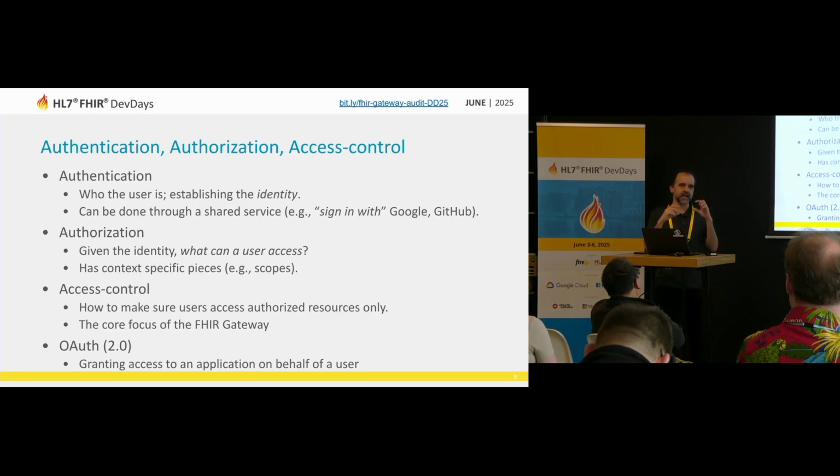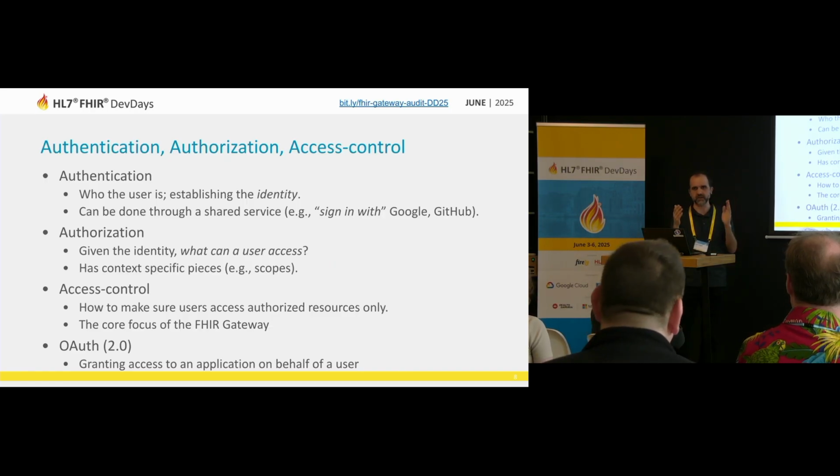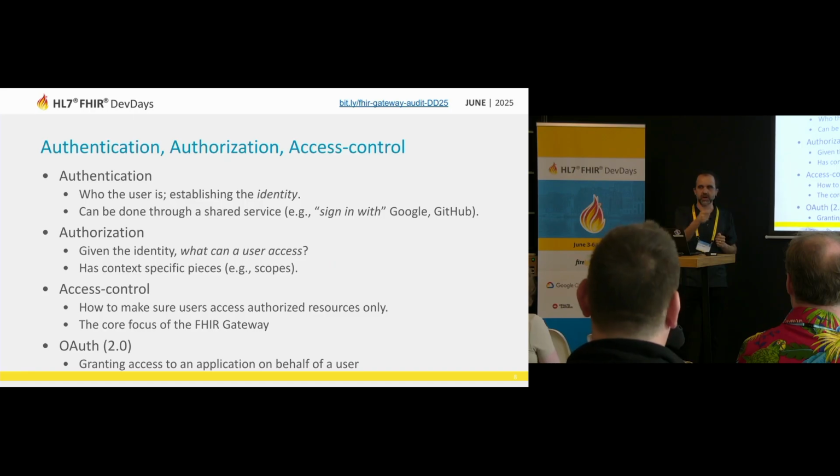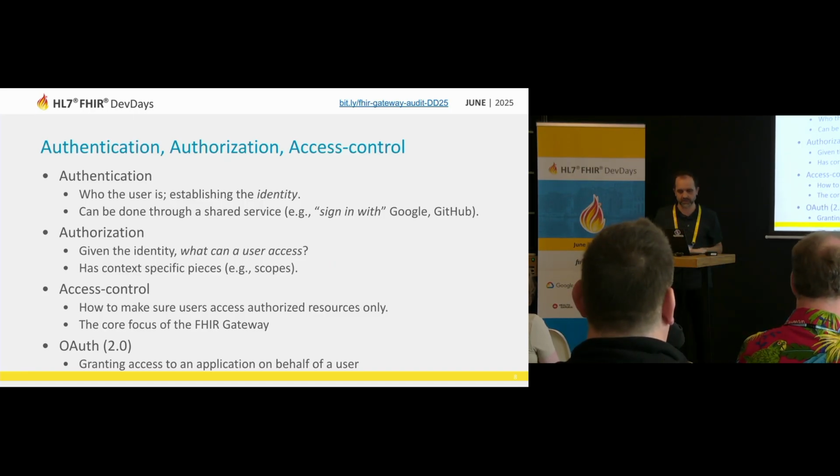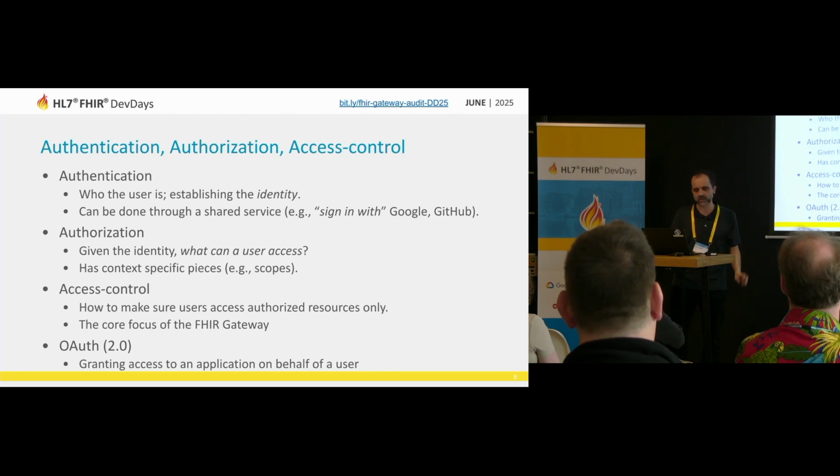And then it's access control. Now that I know the user, and I know their limits of access, I want to apply that access control logic when they are accessing FHIR resources. And everything that we do is in the context of OAuth, and basically all the tokens are JWTs, the JSON Web Tokens.